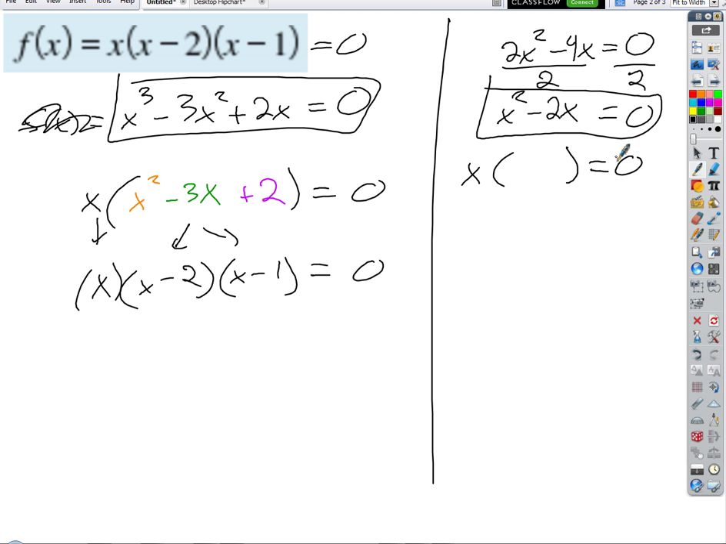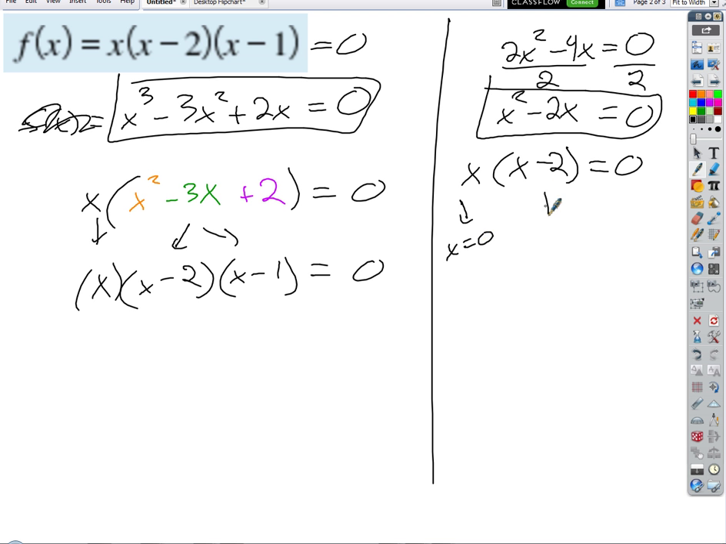X times what is x squared? X. X times what is negative 2x? Negative 2. Well, so what are my solutions? This is easy. That's the easiest kind of quadratic equation to solve. What's that solution going to be? 0. When x is 0, then that makes that factor 0. Whenever I get that x by itself, the solution is always going to be x equals 0, right?